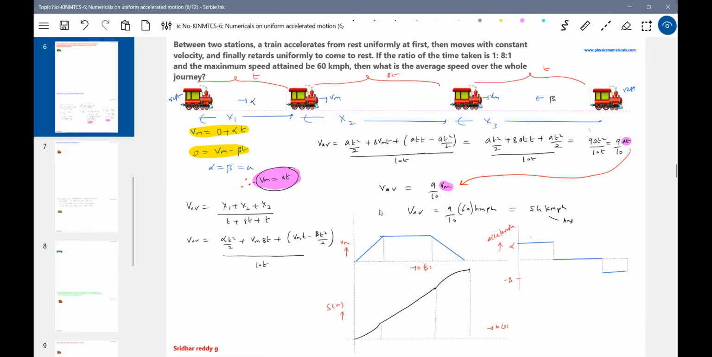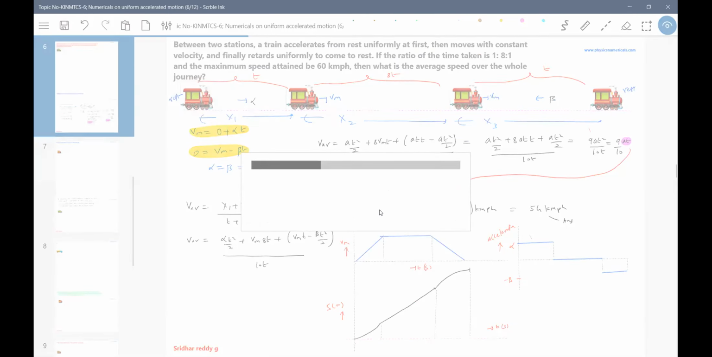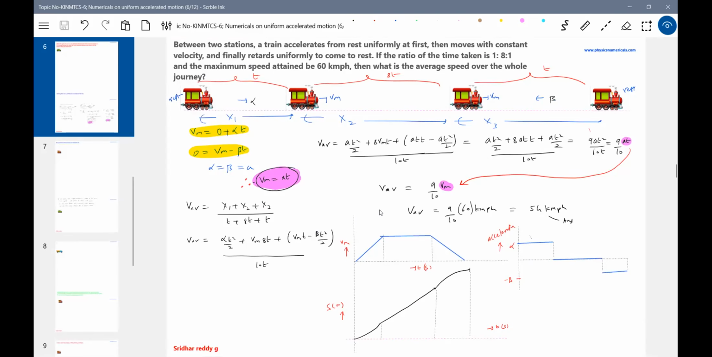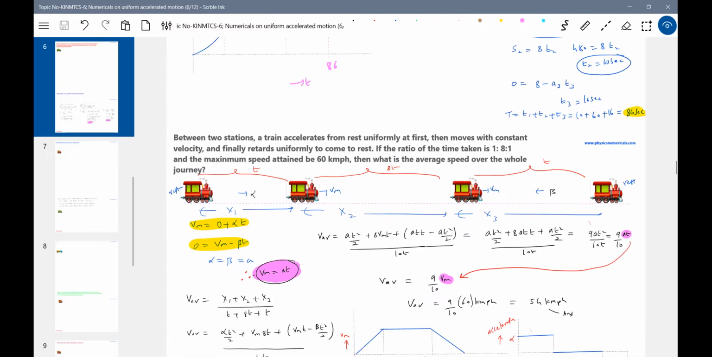A student has to fight. There's no other way. A student has to fight with the concepts. Okay, I'll continue in the next class. We'll wind up this one. In the coming classes, we'll discuss a few more numericals on this one.